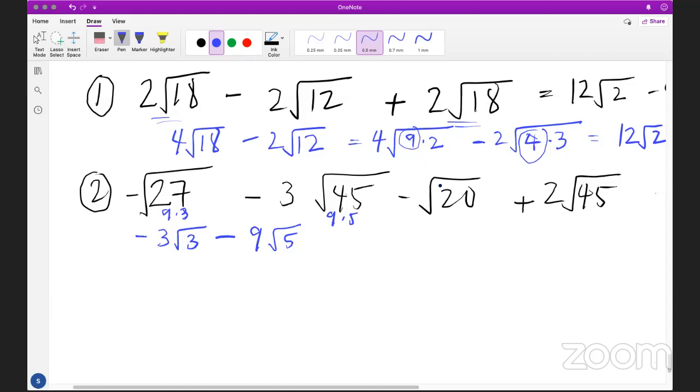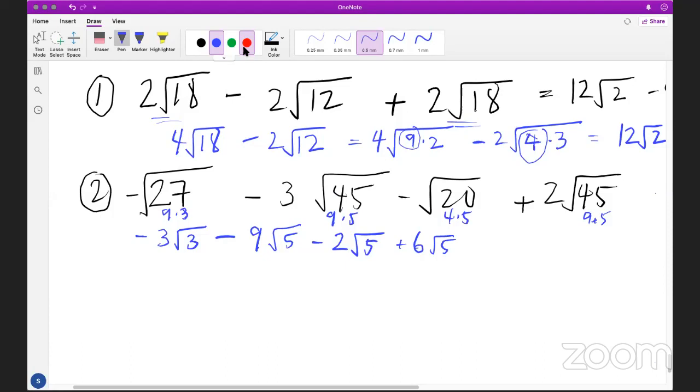How about this one? This is equal to 4 times 5. So, pwede natin ilabas yung 4. We will have 2 square root of 5. How about ito? This is equal to, same lang sila, 9 times 5 yun kasi. So, that's plus 6 square root of 5. Okay, itong dalawa.